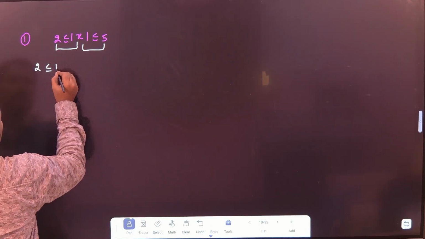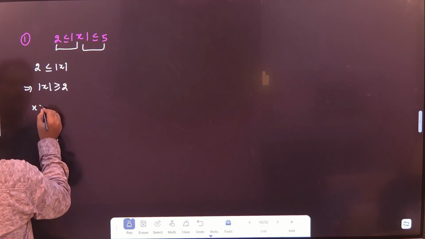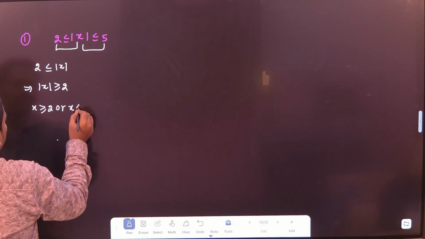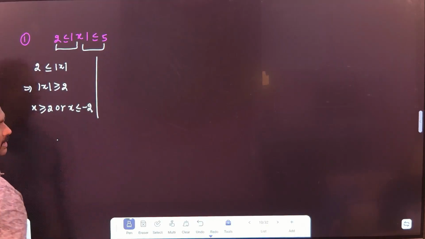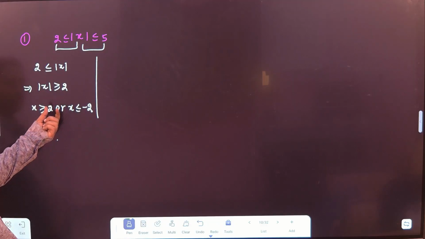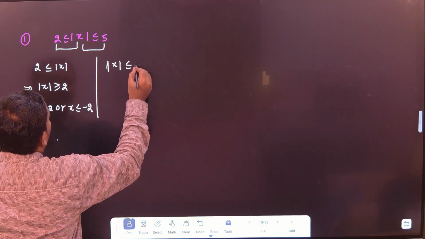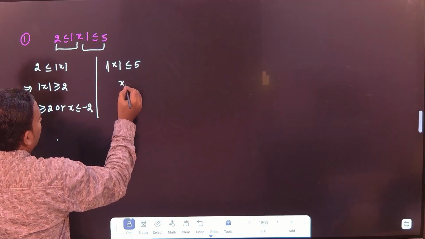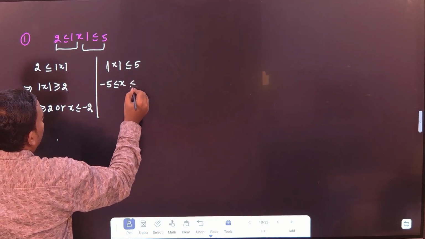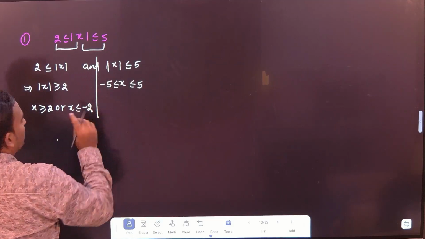So 2 less than or equal to mod x means mod x is greater than or equal to 2. That means x is greater than or equal to 2 or x is less than or equal to minus 2. You know the definition of mod x, right? Next, mod x is less than or equal to 5. By using the definition, x is from minus 5 to plus 5. So you can see this is 'and'. You need to use the intersection of these two solution sets, right?